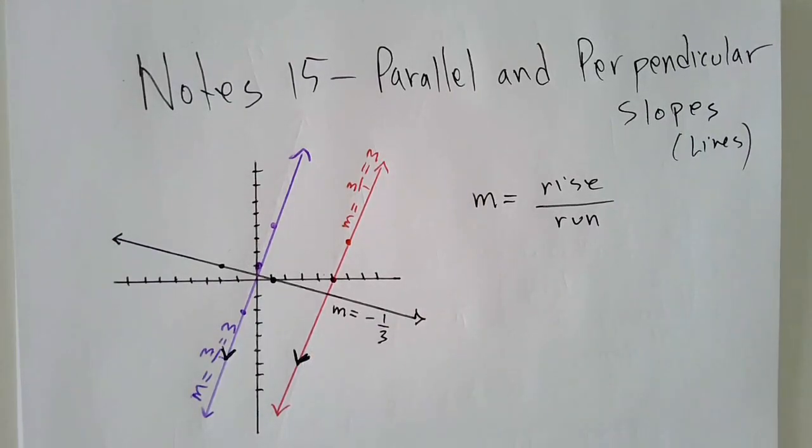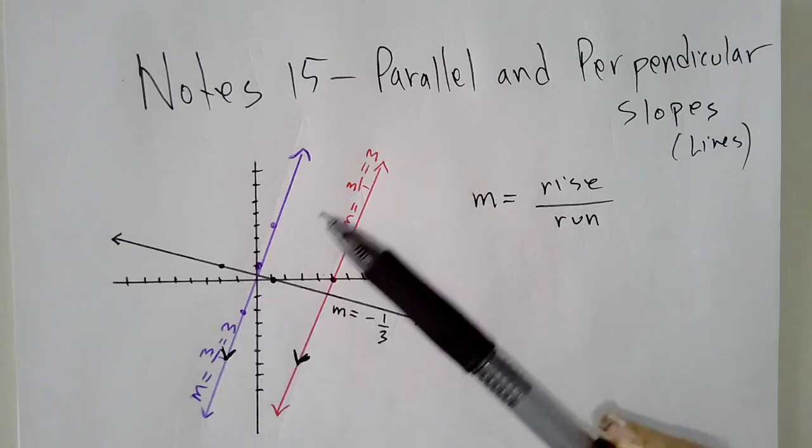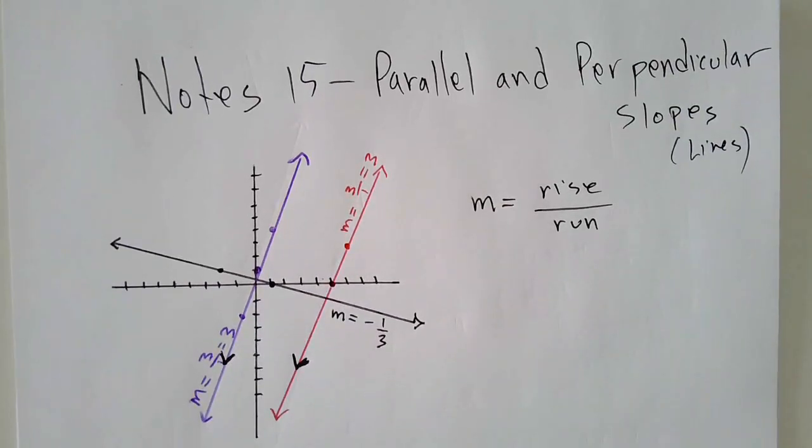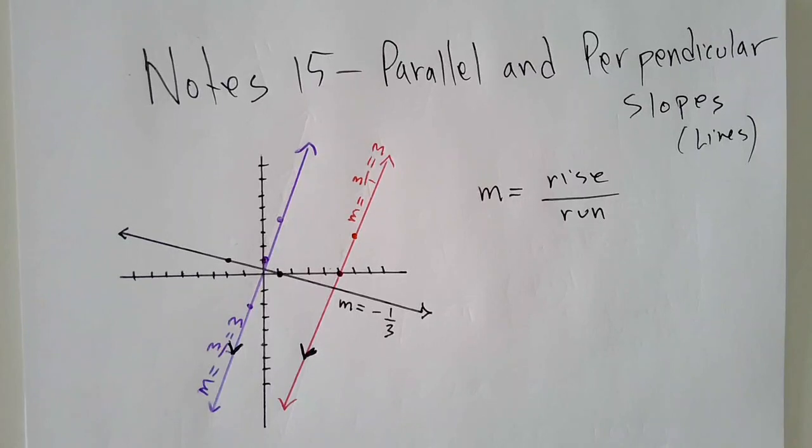Okay, they never touch. And what do you notice about the slopes of those lines? You should notice that the slopes are the same. So the purple and the red both have the same slope of 3. And that's what I'm getting at, that parallel lines have the same slope.